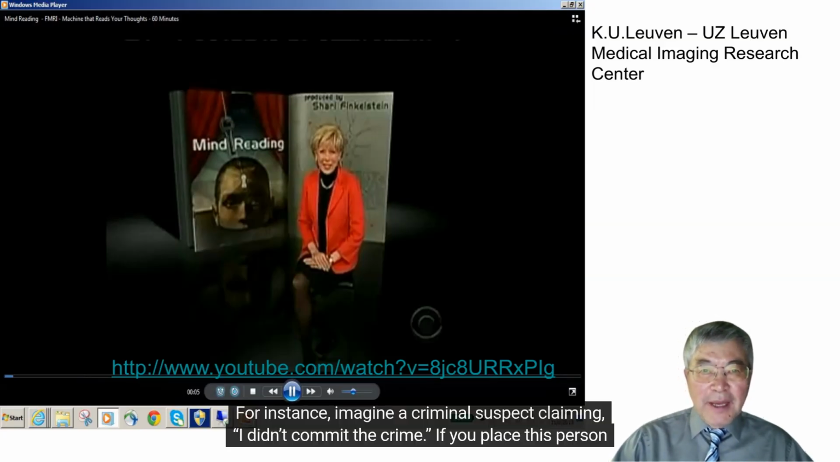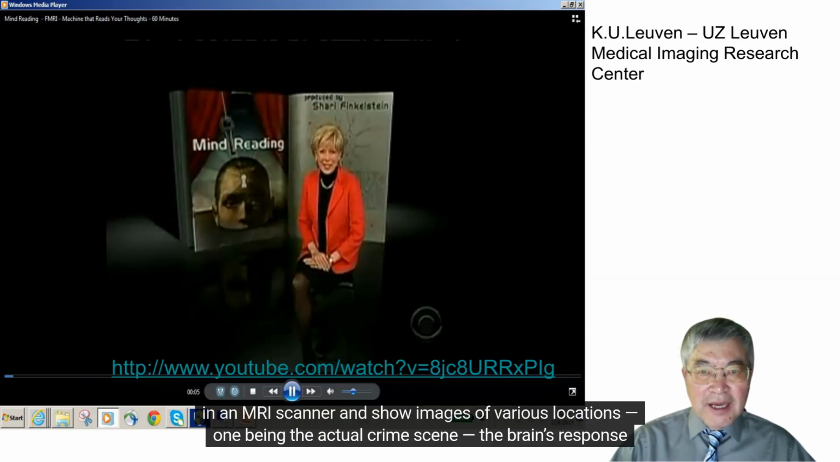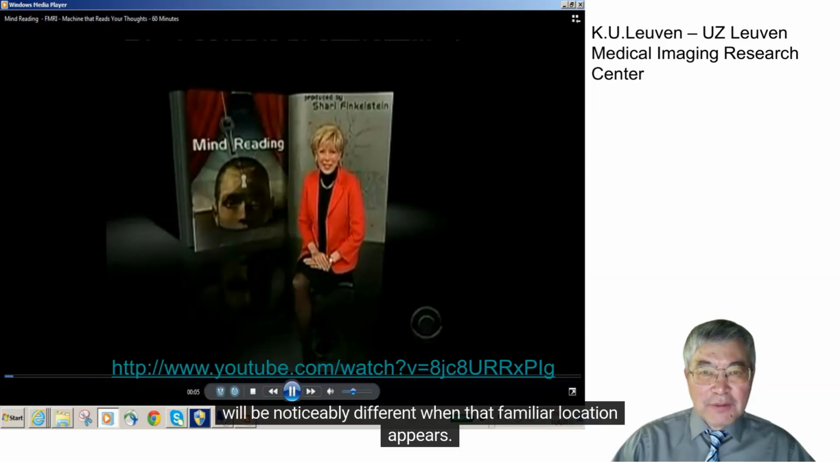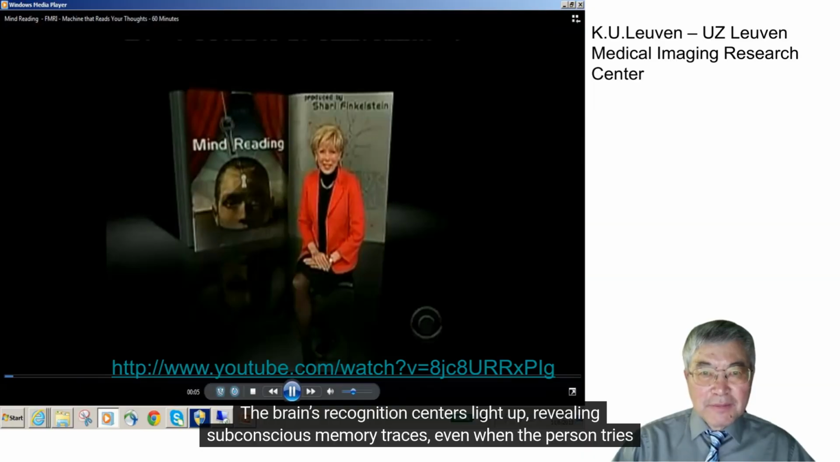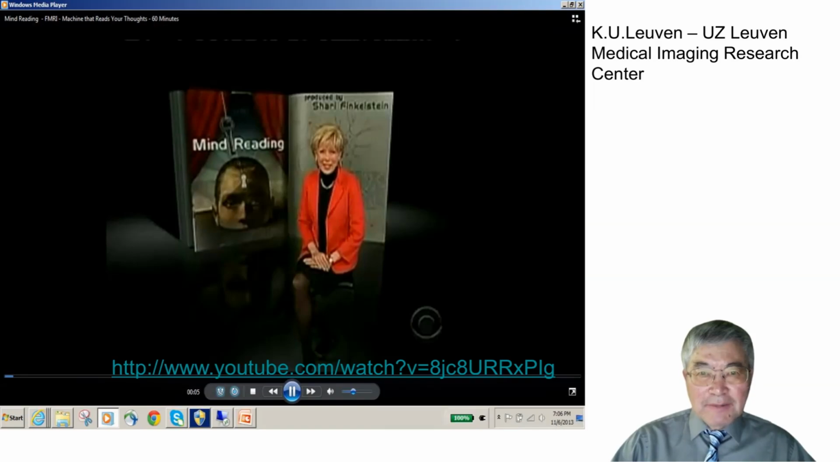For instance, imagine a criminal suspect claiming, "I didn't commit the crime." If you place this person in an MRI scanner and show images of various locations, one being the actual crime scene, the brain's response will be noticeably different when that familiar location appears. The brain's recognition centers light up, revealing subconscious memory traces even when the person tries to hide it.